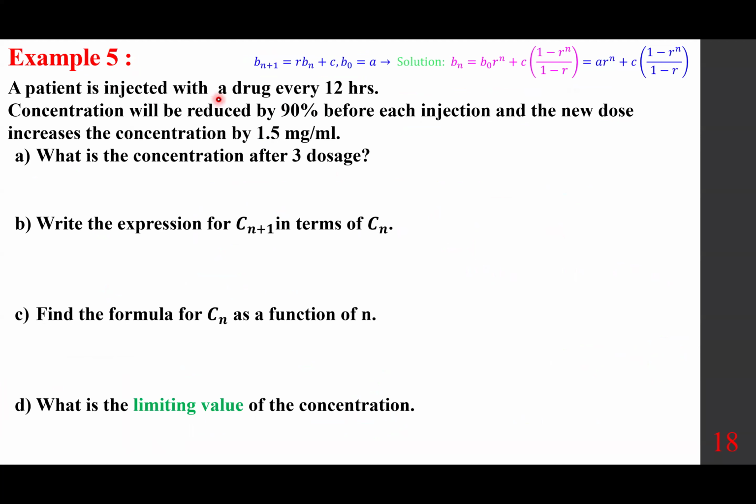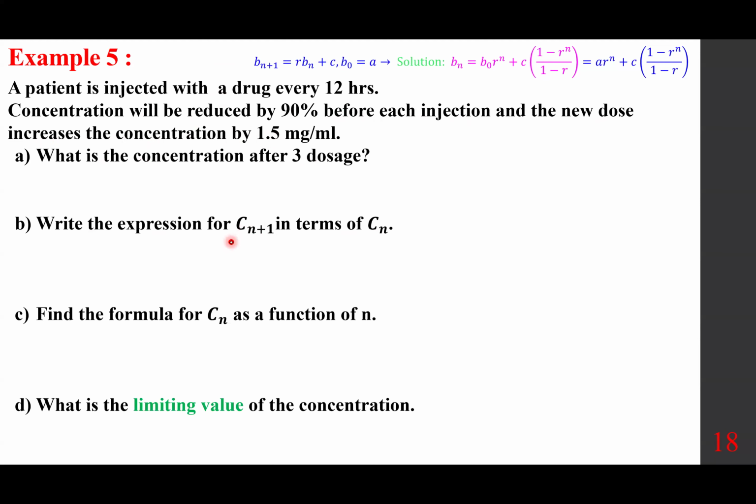A patient is injected with a drug every 12 hours. Concentration will be reduced by 90% before each injection, and the new dose increases the concentration by 1.5 milligrams per milliliter. Part A, what is the concentration after 3 dosage? Part B, write the expression for C sub n plus 1 in terms of C sub n, and so on. For concentration, they are using capital C. So first pay attention to that. Therefore, every B here changes to C.